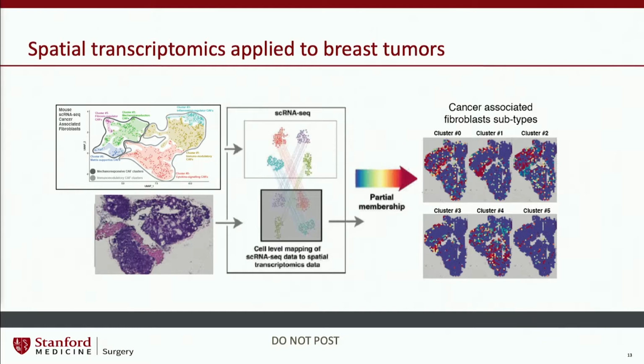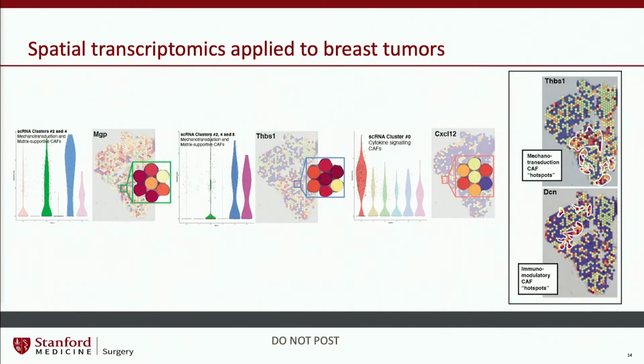And we found that these largely followed the patterns we would expect. So we found that the immunomodulatory subtypes seemed to map to areas that had a high proportion of immune cells, whereas the mechanotransductive subtypes seemed to be more in the center of the tumor and mapped more towards areas that were sparse in immune cells.